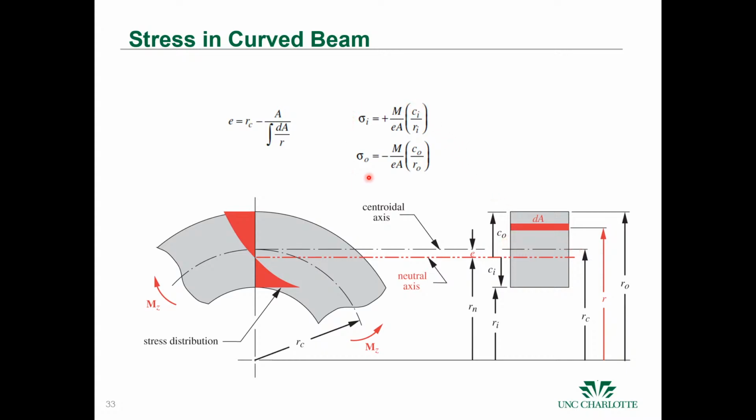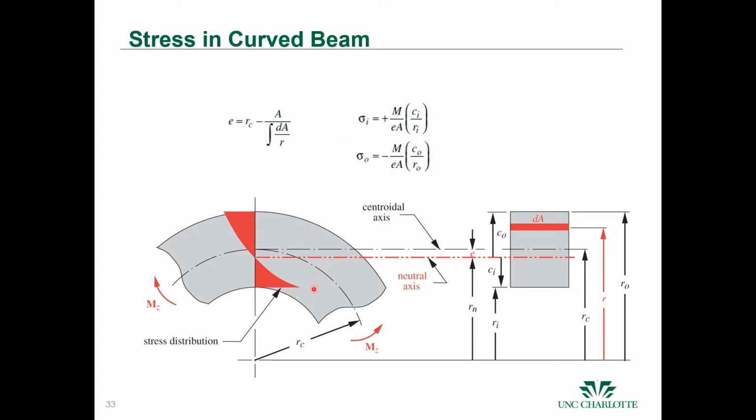We don't derive it, but we can summarize the result here: the stress on the inside surface, sigma i, is given by this formula where we have the applied moment, with this ratio where Ci is the distance from the shifted neutral axis to the bottom. That's Ci over Ri, and Ri is the distance from the center of curvature to the inside surface.